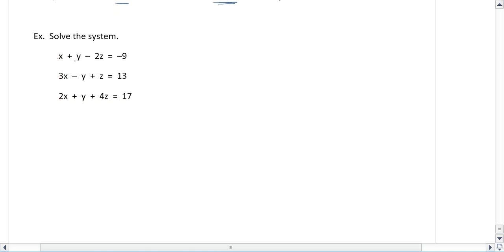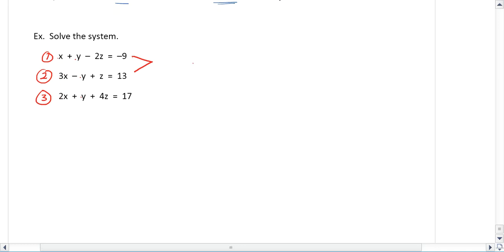However, we notice something with the y's here. I have a plus 1y, a minus 1y, and a plus 1y. This is set up perfectly to eliminate the y's. So that's the letter we're going to go after. So if I call this equation 1 and this equation 2 and this equation 3, we're going to add equations 1 and 2 together first.